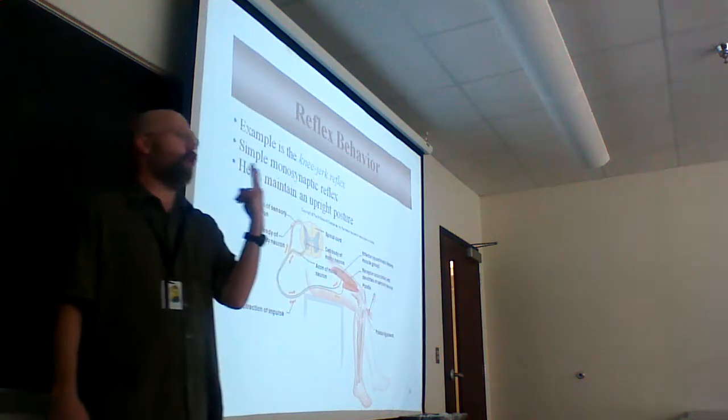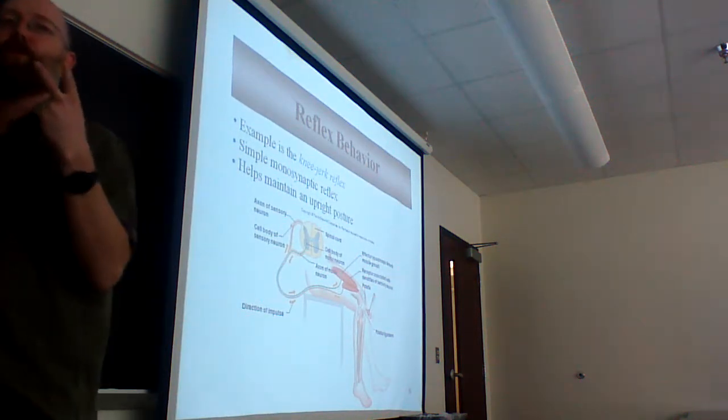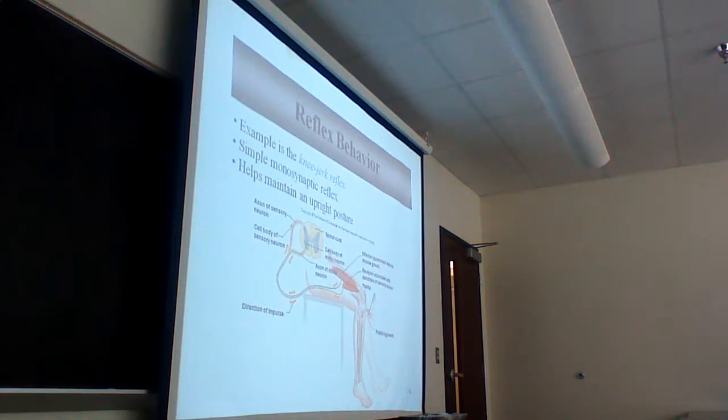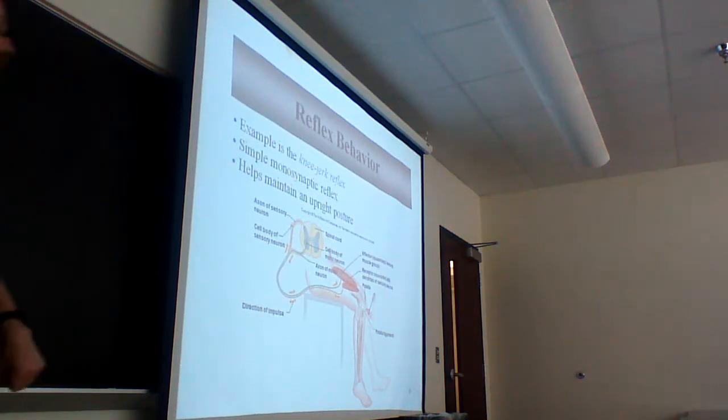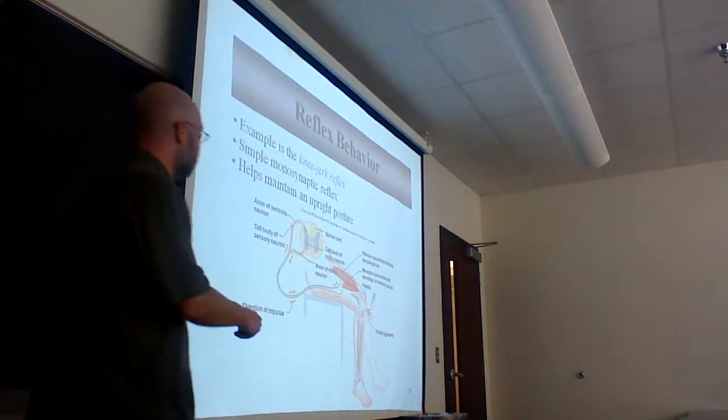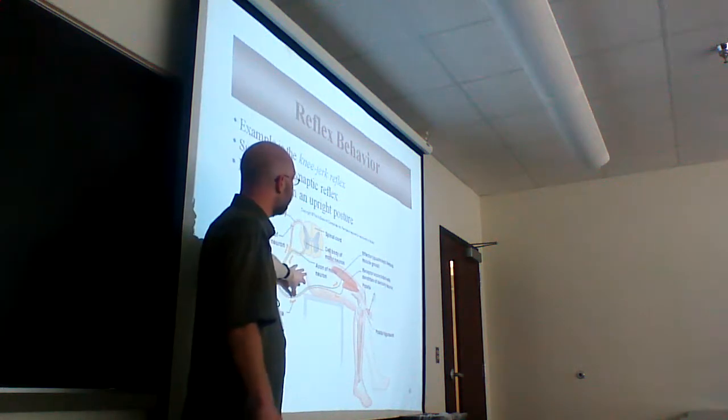Just two neurons in the simplest examples of spinal reflexes. One sensory neuron, one motor neuron. Information comes in, information goes right back out again. Right? Very simple. It's this one we've already seen before.